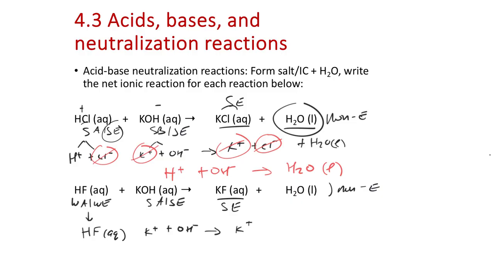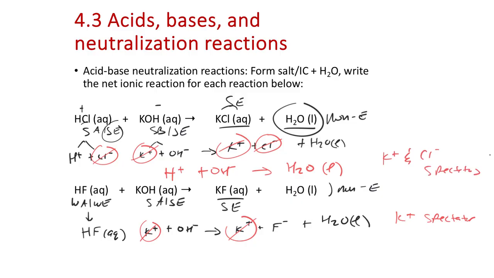KF, a strong electrolyte, is K plus and F minus. I'm skipping the aq tags for our ions. I could write them all in, it just messes up the page. And then water, liquid. What turns out to be the case here is that I only have one spectator. But that's okay, I can have one spectator. Above I had K plus and Cl minus as my spectators. But here F minus is tied up because it's still attached to the H.